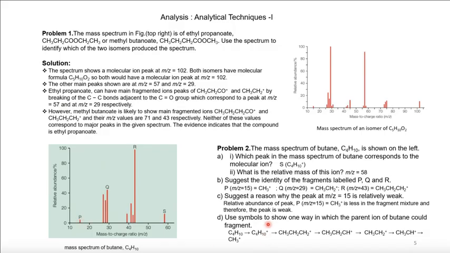We use symbols to show one way in which the parent is fragmented, butane group fragments. We showed it like this. This is the possible way of fragmentation of the parent ion, the molecular ion.